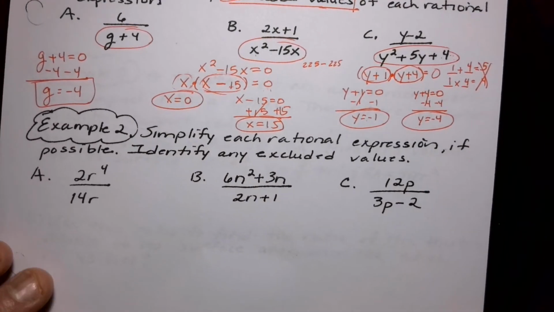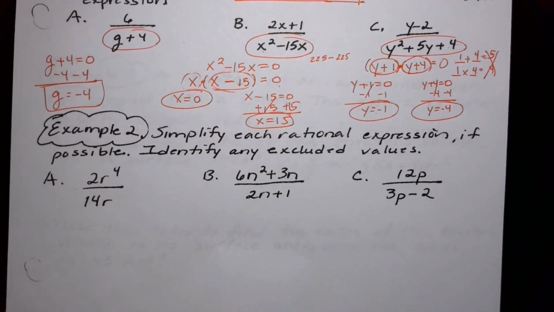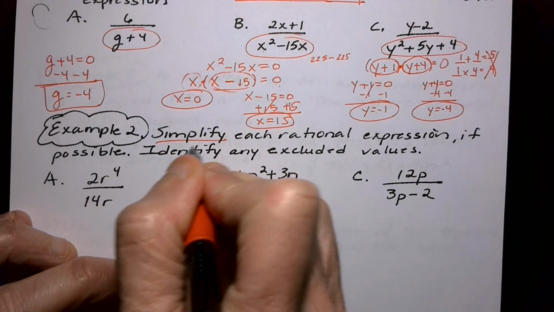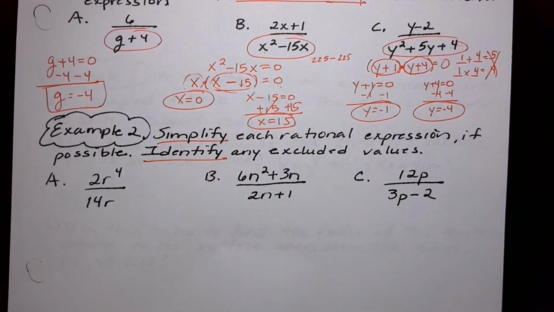Now the rest of this is simplifying. So simplify each rational expression if possible. So maybe sometimes you can't. And identify any excluded value. So we got two things to do. And I'm going to underline them so I don't forget. Got to simplify and we got to identify. Okay, first thing you look at is, do I have just all multiplication on the top and bottom, or am I adding and subtracting?